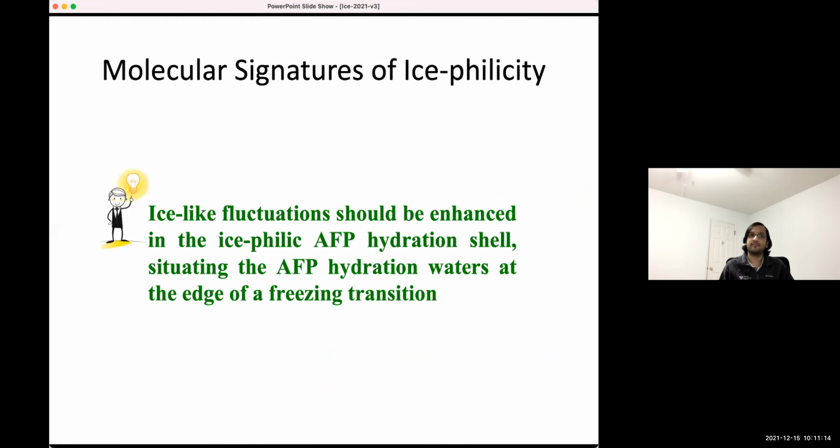antifreeze proteins, right? So just like vapor-like fluctuations are enhanced in the hydrophobic or vapor-philic hydration shells of normal proteins, perhaps ice-like fluctuations should be enhanced in the hydration shells of AFPs, which are isophilic, and thereby it should situate the AFP hydration waters at the edge of a freezing transition, right? Making these waters particularly sensitive to the template presented by the AFPs. So this is a sensible hypothesis.